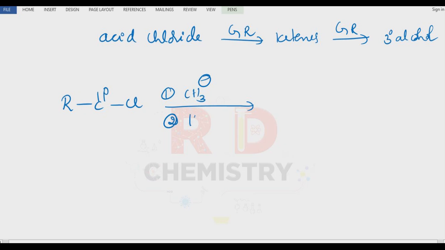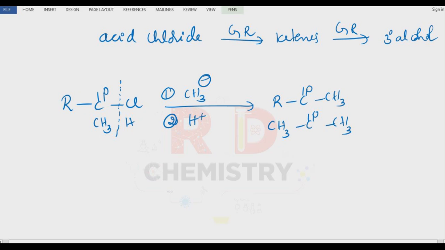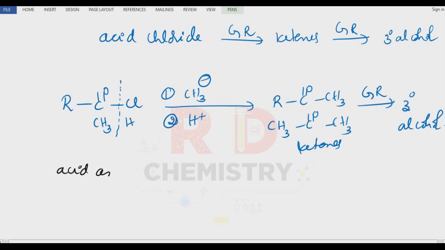The second step is the acidification, correct? So we have to break the bond here. Break the bond. So CH3 goes to one carbon atom and H plus to the other. So we'll get R, C, double bond O, CH3. Here R is like CH3, C, double bond O, CH3. So we get a ketone, correct? Ketones with excess Grignard reagent finally give the tertiary alcohol, explained already in the first slide. No need of writing again. Clear?